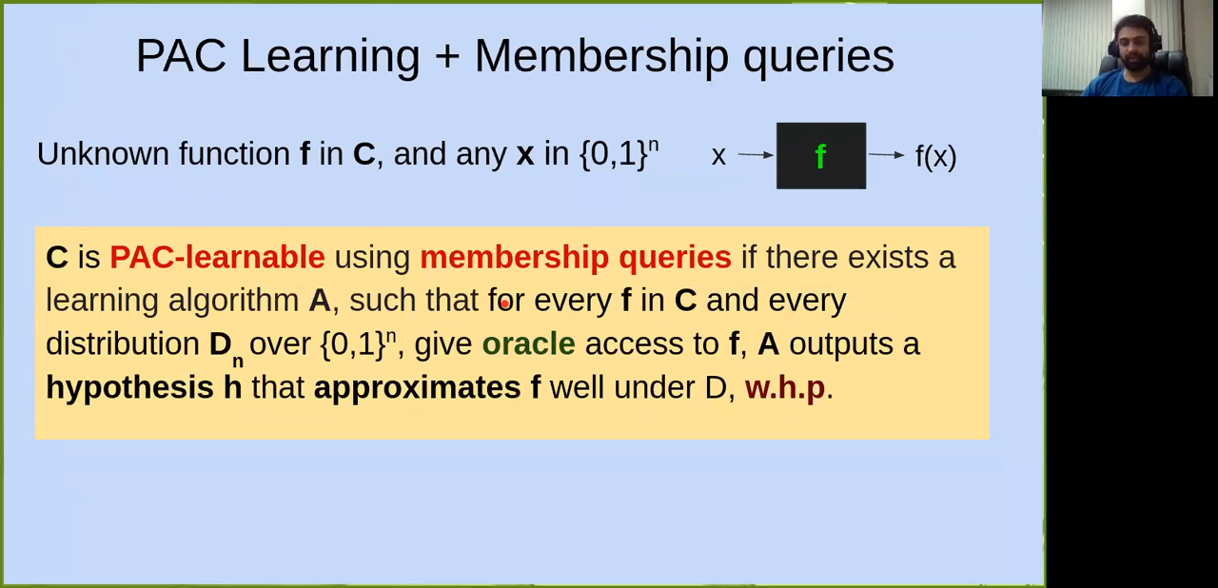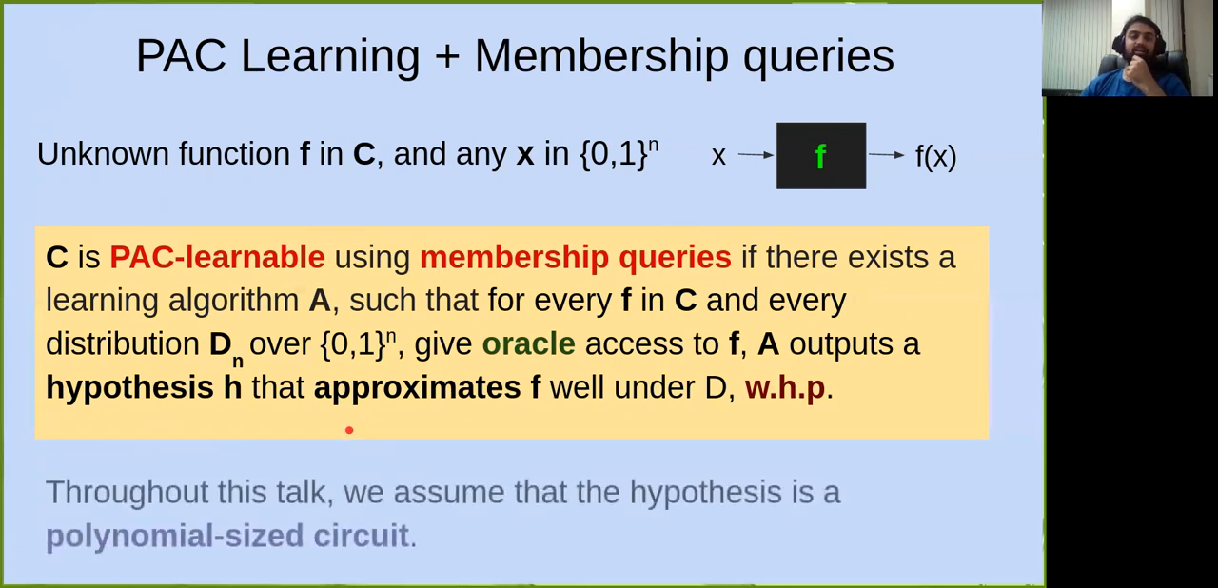We can also define more powerful models of learning, where we consider PAC learning with membership queries. In this case, along with random examples, the learning algorithm can also query the function f on particular examples and receive its label. Intuitively, this seems more powerful than just random example oracle access, because now the learning algorithm can ask for the labels of some points at the boundary, which may or may not be accessible using random examples. We say that such a class is learnable using membership queries. Of course, any such discussion of PAC learnability is incomplete without a description of the hypothesis class, and throughout this talk, we assume that the hypothesis is a polynomial size circuit.